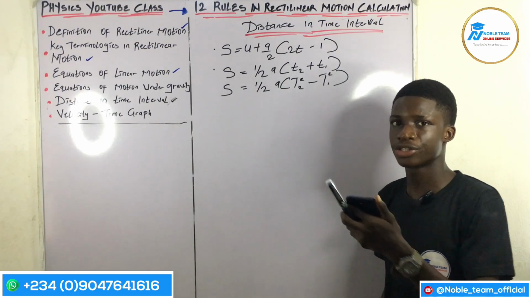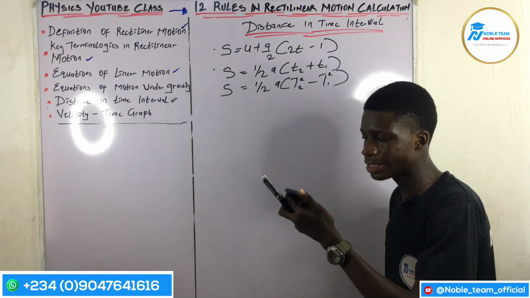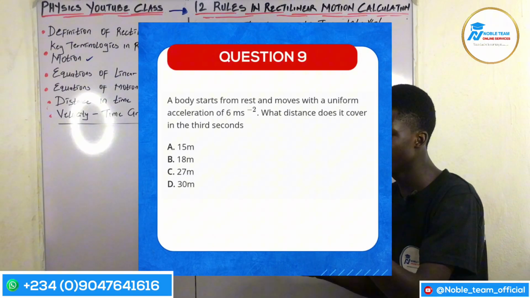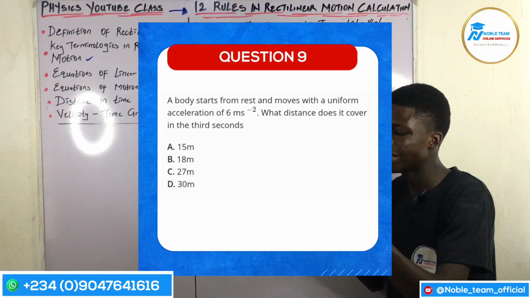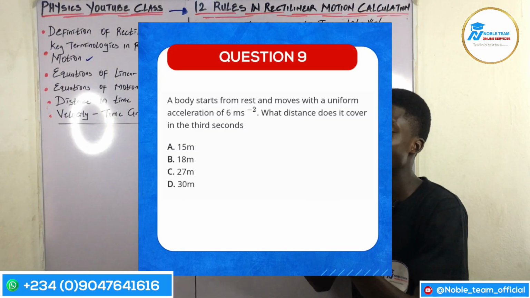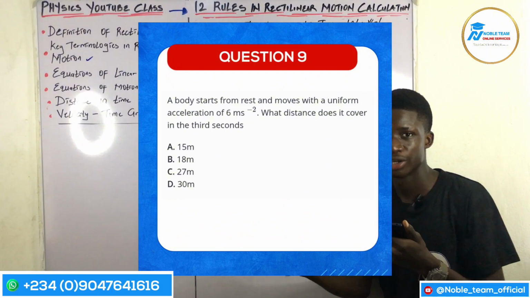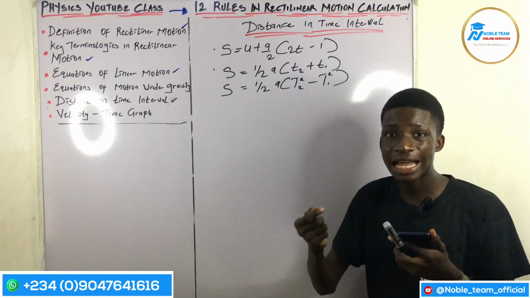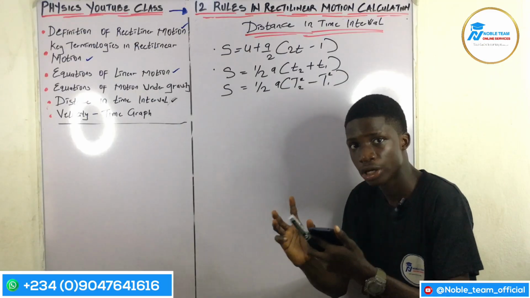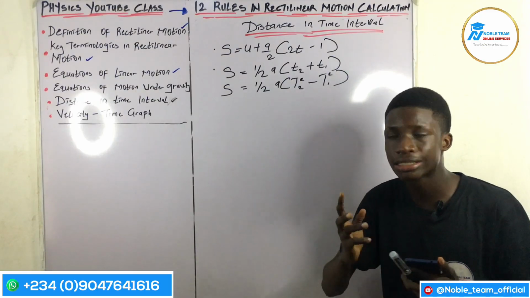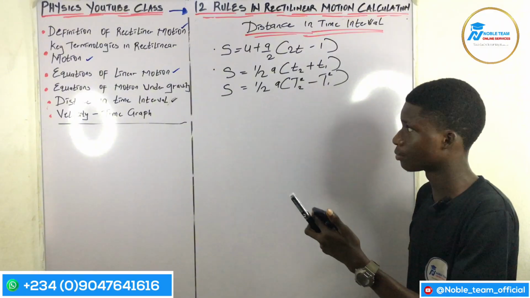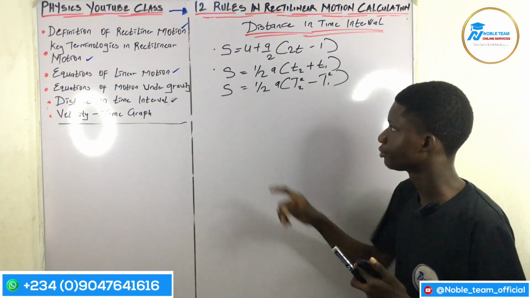Now, let's examine this question. It says: a body starts from rest and moves with a uniform acceleration of 6 meters per second square. What distance does it cover in the 30th second? You can see, what distance does it cover in the 30th second? This is what we call distance in time interval. Now, I want us to write something.